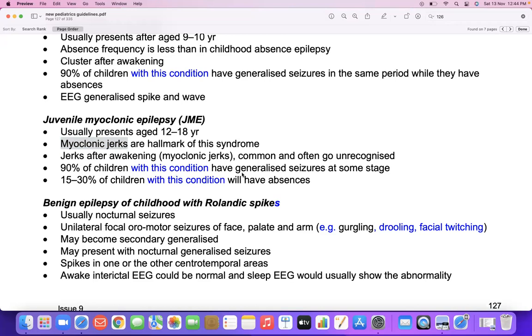90% of children with this condition have generalized seizures at some stage. So they are now in the myoclonic jerks, and they can later go into generalized seizures. 15 to 30% of children with this condition will have absences as well. So the differential you put here was myoclonic. Then because of the falling down, you also considered atonic, but it was not very clear atonic. So that was second, and also absence with myoclonic.